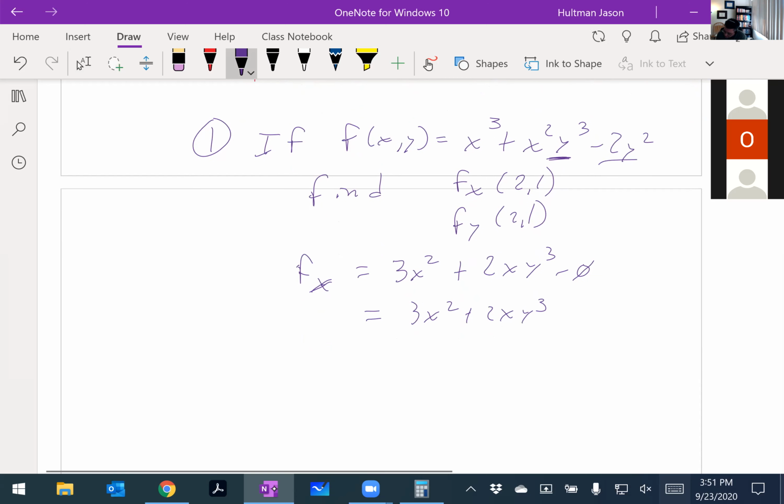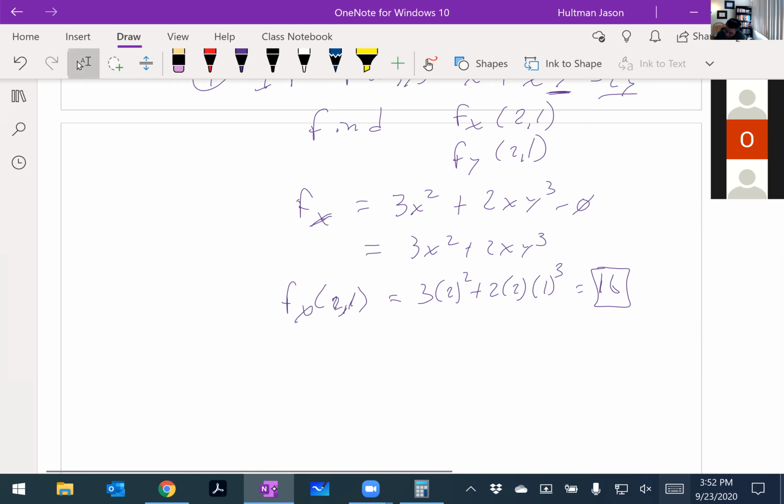Well, if I plug in f sub x of 2, 1, then this becomes 3 evaluated at the point 2, 1. This is going to be 3 times 2 squared plus 2 times 2 times 1 cubed. So this is going to get what? 12 plus 4, which is 16. So that's 16. Okay, what about f sub y?